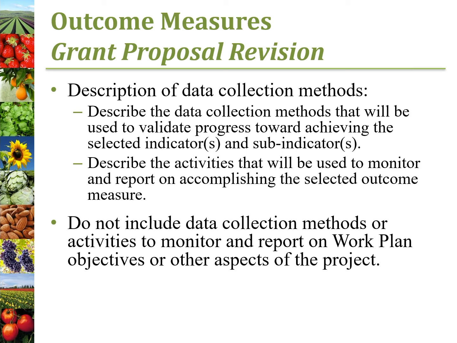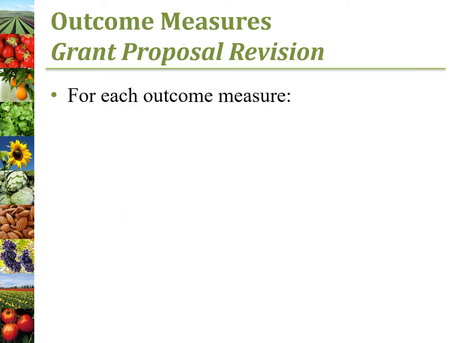Remember, should a grant be awarded, recipients will be required to report on the selected outcome measures separately from the work plan objectives provided in the project objectives and work plan template. The description box in the outcome measures template should describe the plan for collecting data, monitoring, and reporting on the selected outcome measures only. In addition, each outcome measure must have a unique response for the data collection methods. Do not include responses such as "see previous description" or "same as above" if multiple outcome measures are selected.